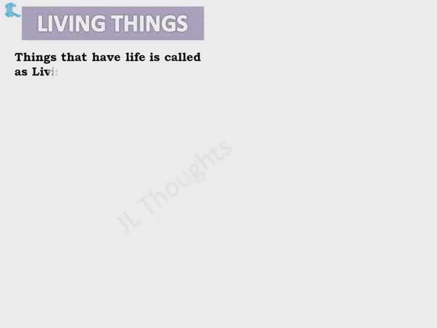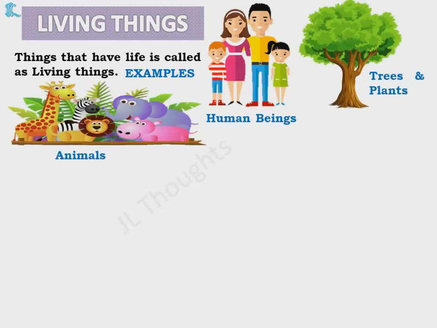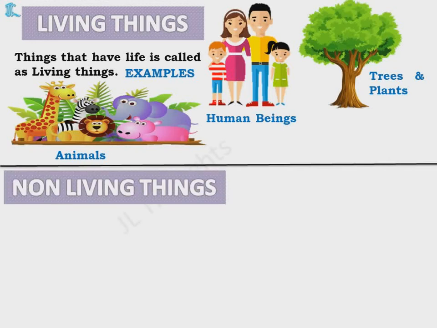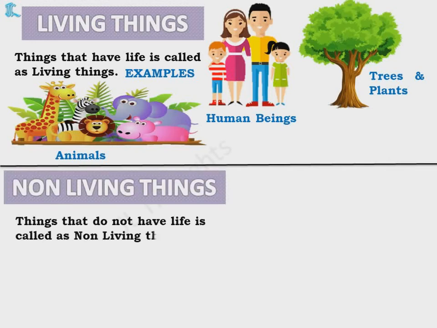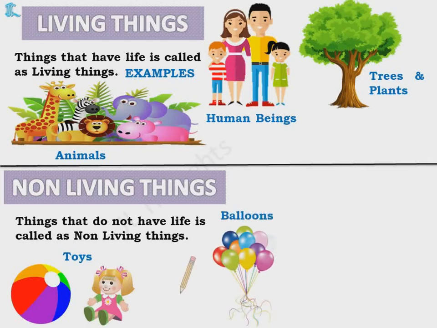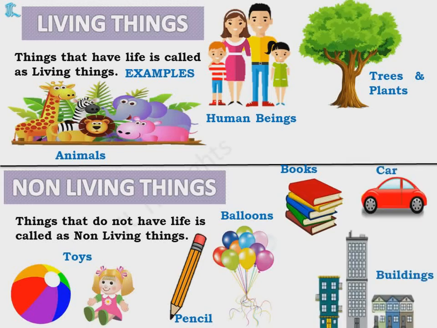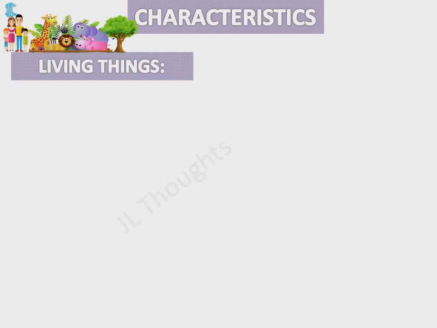Things that have life are called living things. Examples: human beings, trees and plants, animals. Things that do not have life are called non-living things, like the toys which you play with, balloons, pencil, books, car, buildings, and many more.